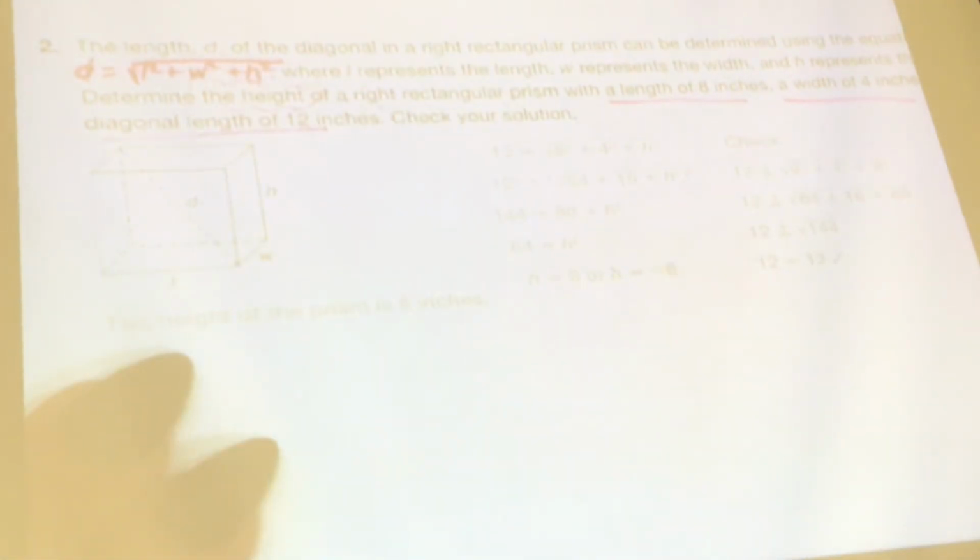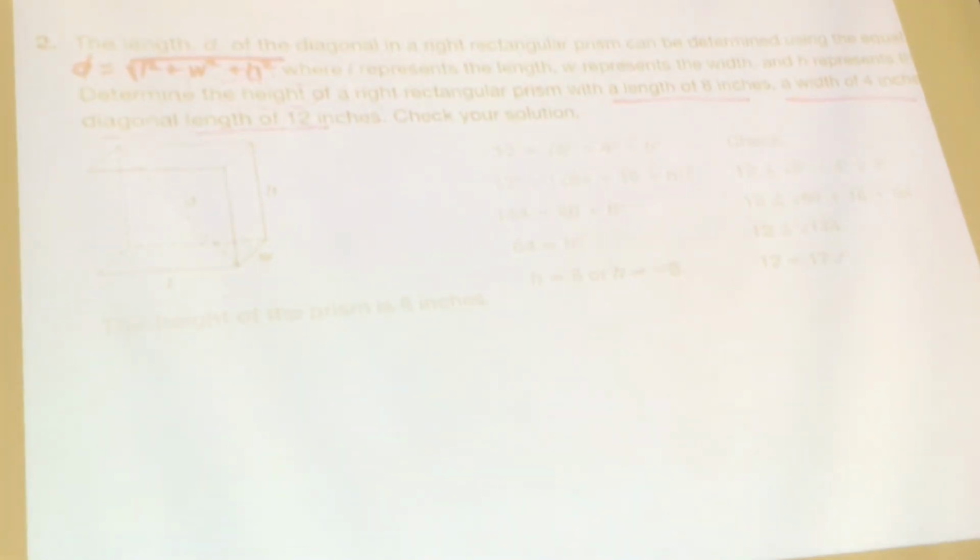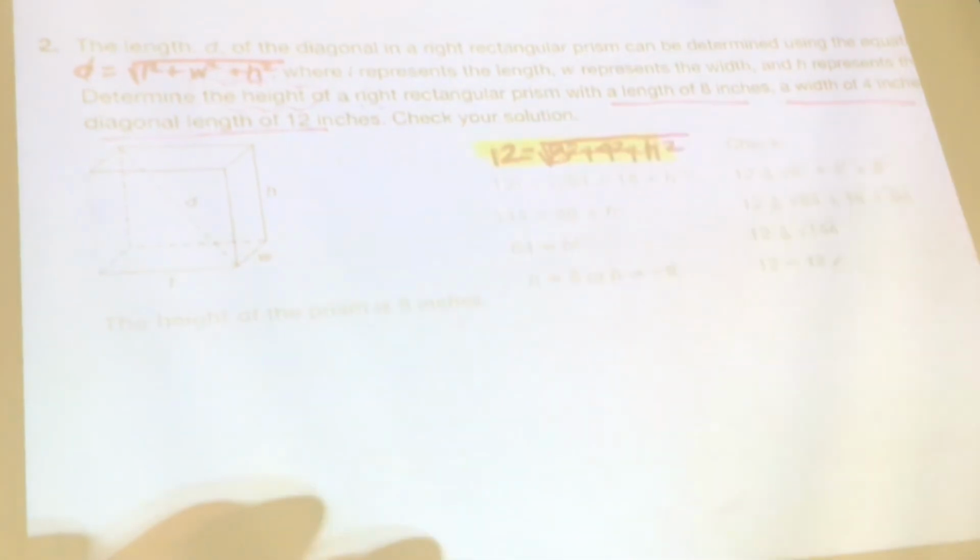And then they want us to determine the height. L is 8, W is 4, and they want us to find H. So what we're going to do is plug and chug, guys. 12 equals the square root of 8 squared plus 4 squared plus H squared. Sorry, that probably made it worse.